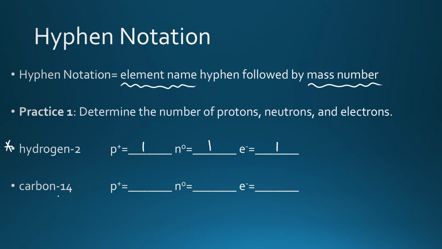So in carbon-14, what we again know is the name of the element, so let's figure out its atomic number using the periodic table. You would find that it's atomic number 6, meaning it also then has 6 electrons. Again, to do the neutron part, you take the mass number minus protons to give you 8 neutrons. So it's using that same skill from topic 1, except using it in hyphen notation.